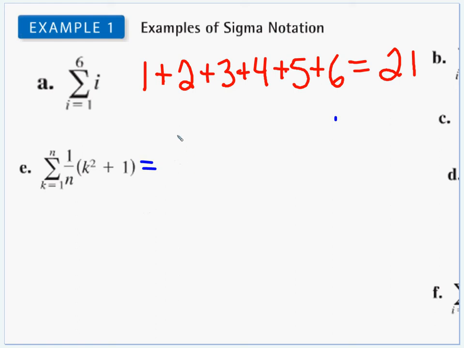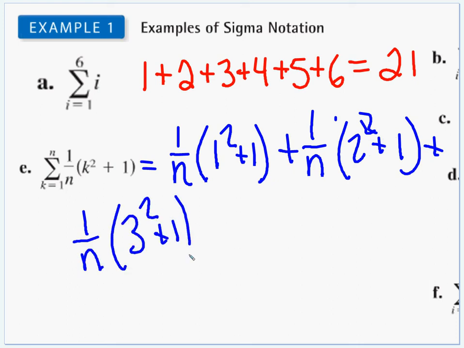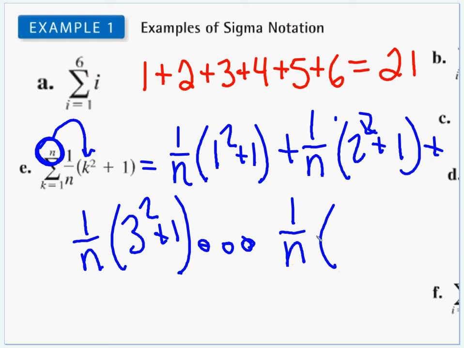So we would start with 1. We're going to have 1 over n times quantity 1 squared plus 1. And then our next term would be 1 over n times 2 squared plus 1. Plus, come down here, 1 over n times quantity 3 squared plus 1. And I'm going to stop there and give it the old dot, dot, dot to show there's more going on in there. And now let's get to the last term, 1 over n. And then remember our upper limit here is n, so that's what's going to hop in last. So that's going to be n squared plus 1. And again, that's our last term, so we're going to stop right there.